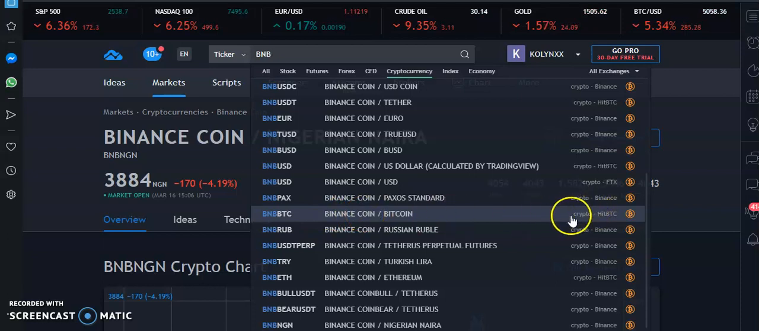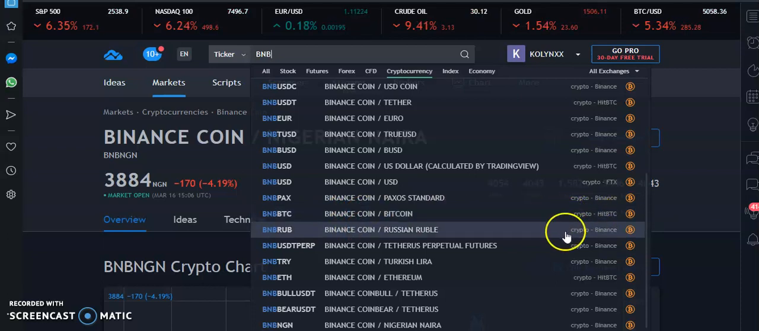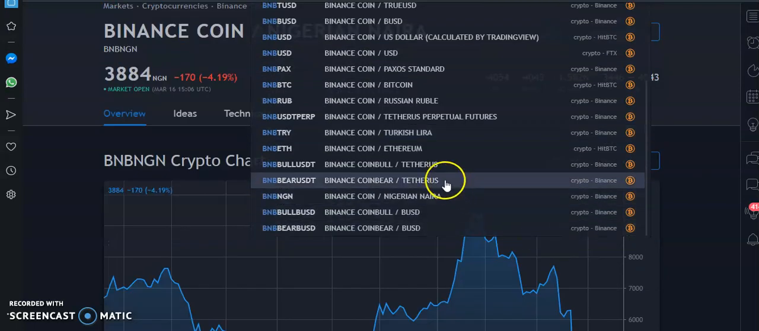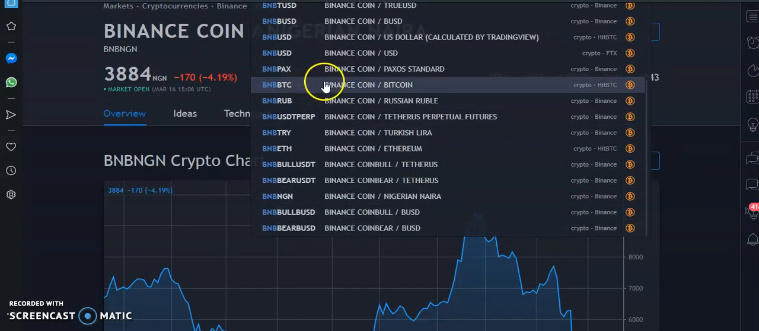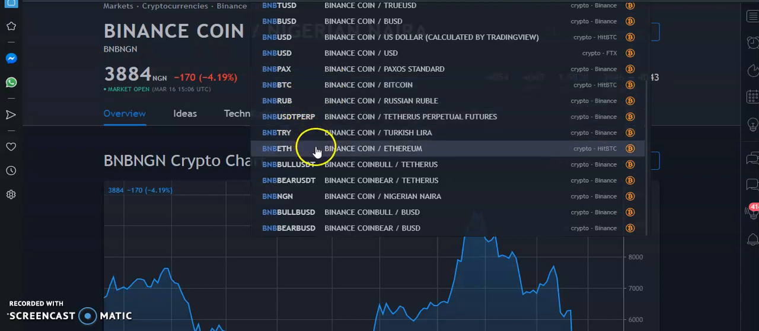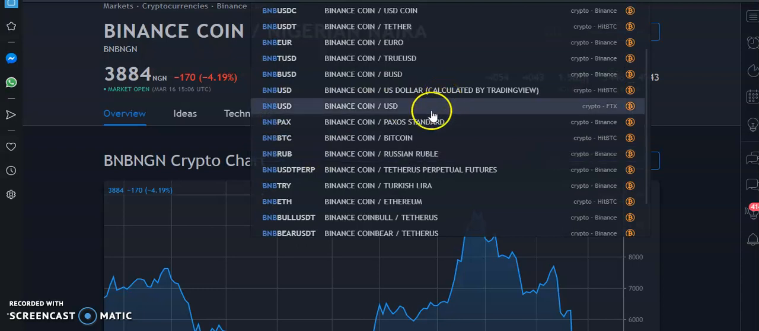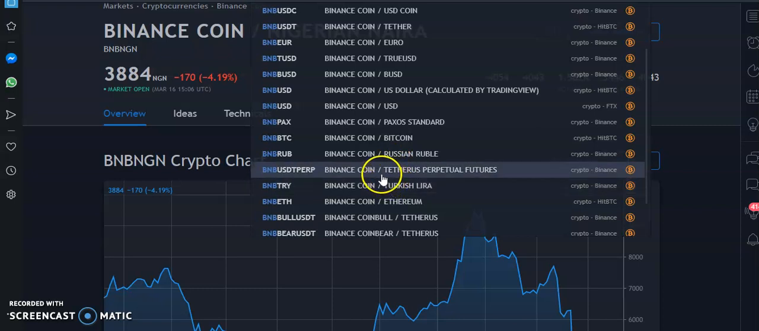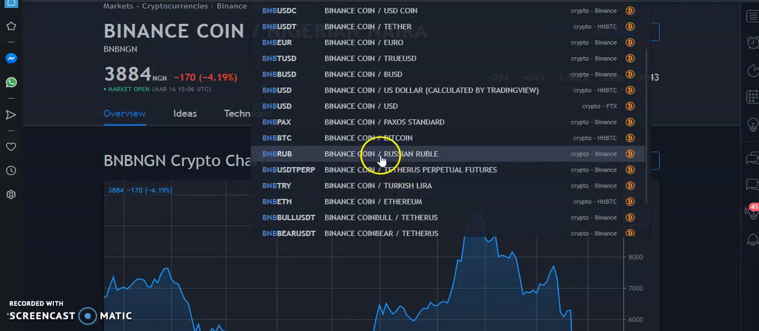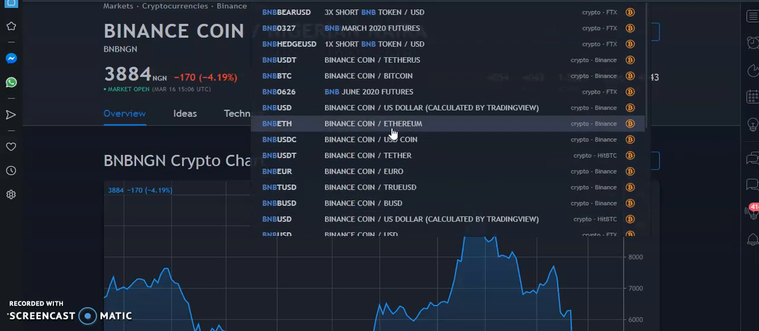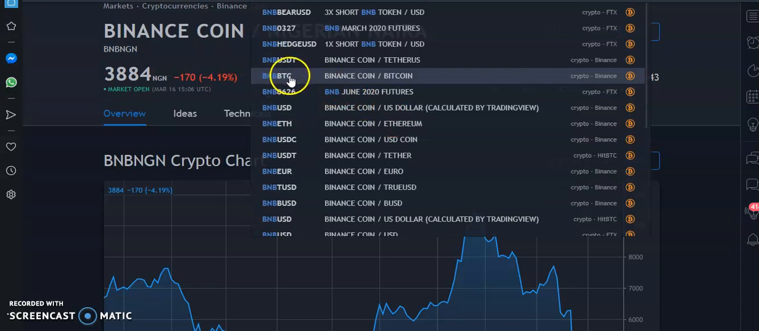So no, this is BTC, not Binance. Unfortunately, let's just do BNB NGN, that's BNB Nigerian Naira. I saw it here initially. Alright, okay, BNB BTC.